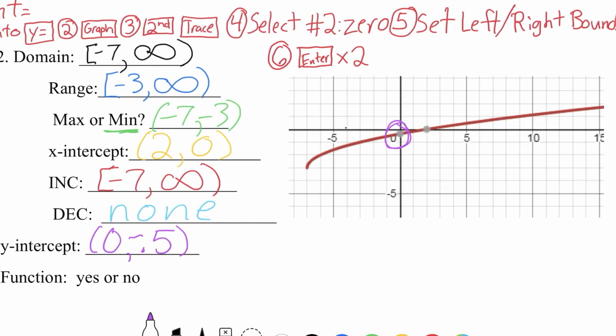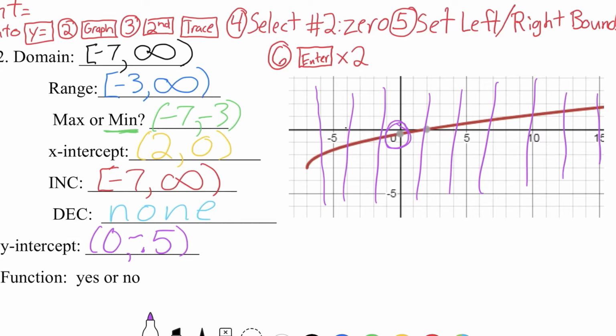And then we're asked, is it a function or not? So if we draw a bunch of random vertical lines, or if we dragged our pencil across it, any of the vertical lines, does the graph intersect it more than once? No. So our equation or our graph is a function.